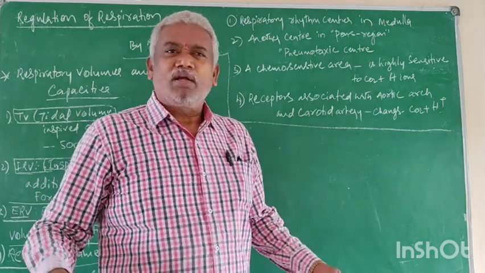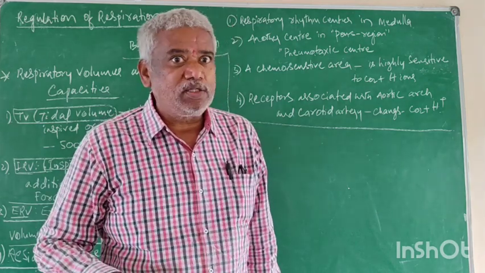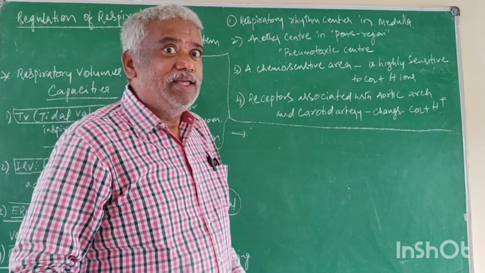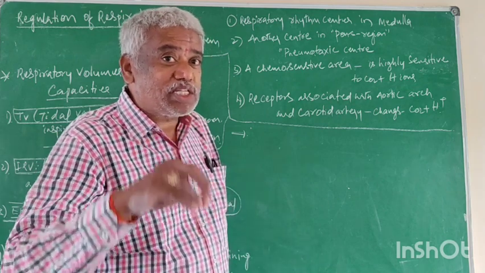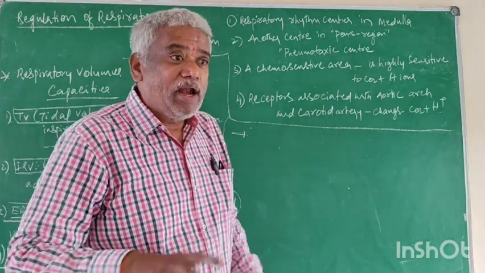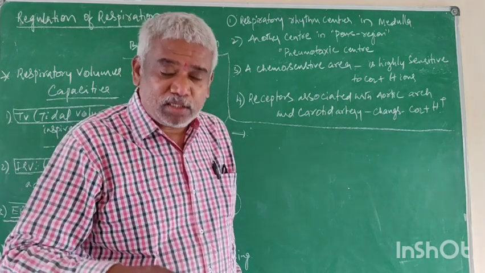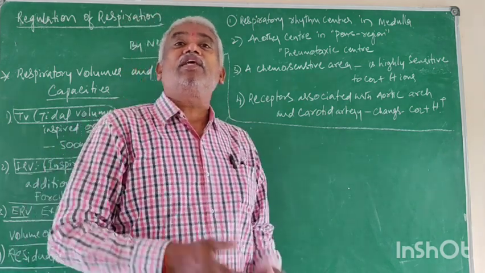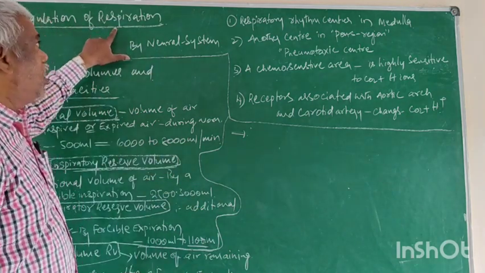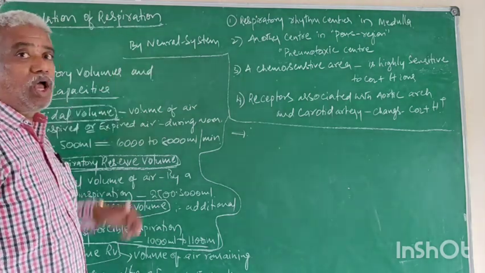Now, when you are not working, when you are sleeping, at that time the oxygen requirement is low. When you are working or running, according to the time and the need, our body requires different amounts of oxygen. Based on this, regulation is required. Now come to this: regulation of respiration. The regulation of respiration by the neural system.